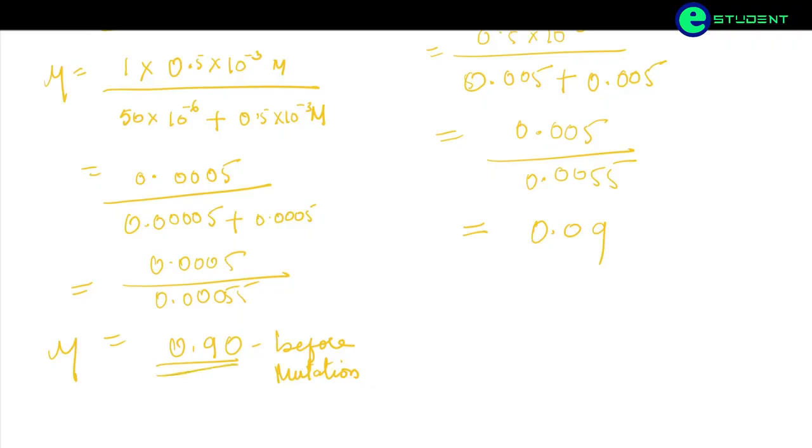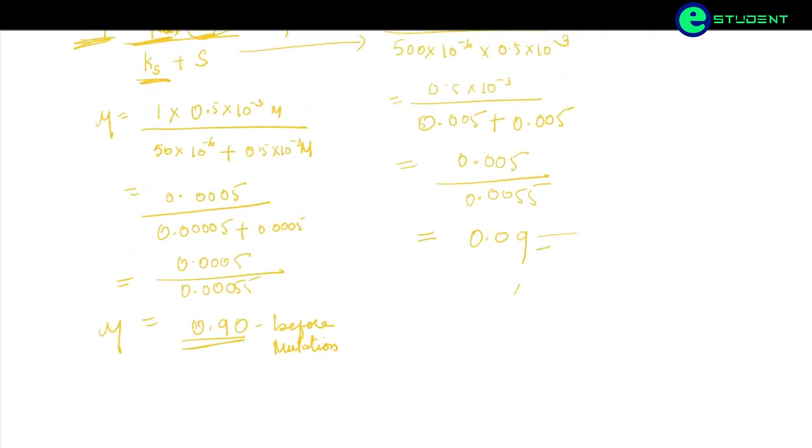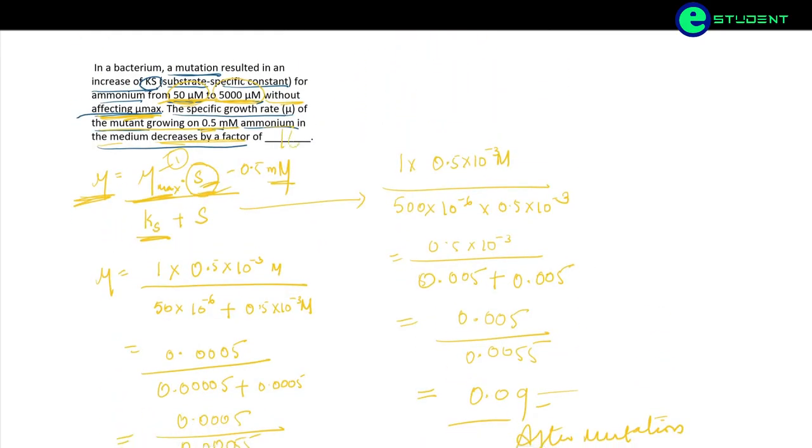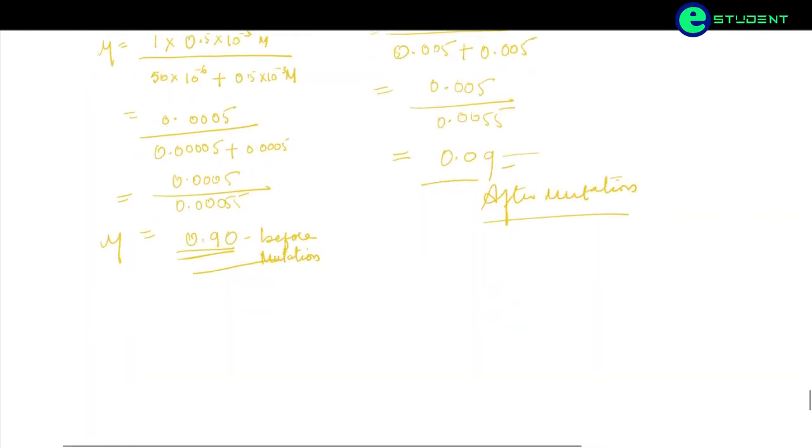Now this is approximately nearer to 1 and this is nearer to 0.1, and when we get the difference of these both, this is after mutation. Then when we divide these both, we get a difference of 10 factors. So the answer is 10. The mutant growing on 0.5 millimoles ammonium in a medium decreased by a factor of 10. Okay, so hope this is clear too.